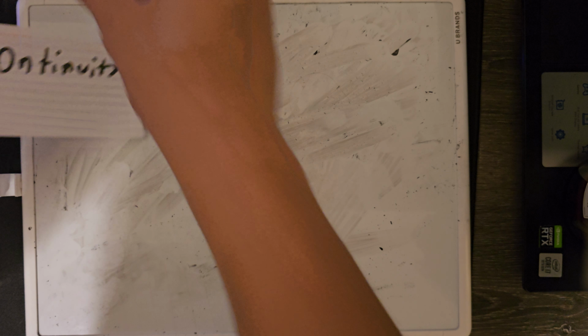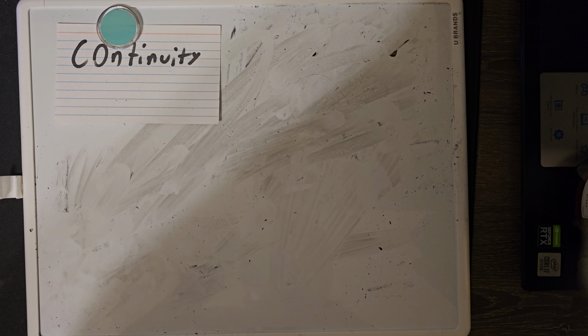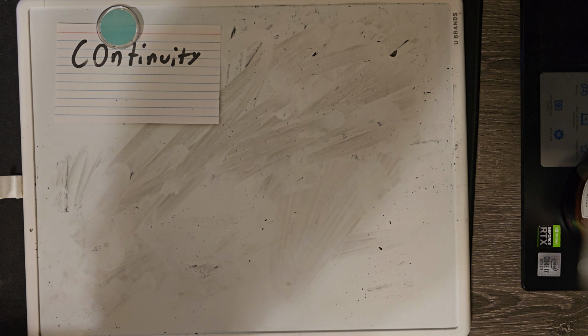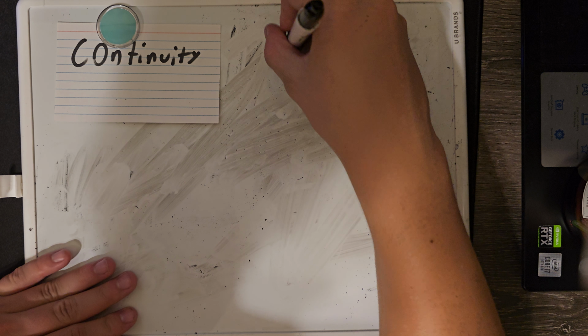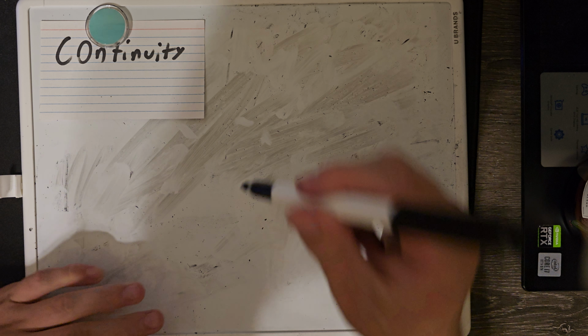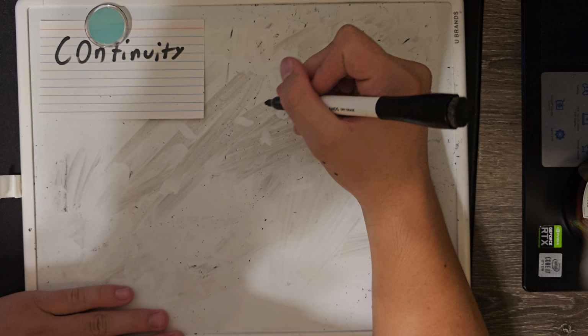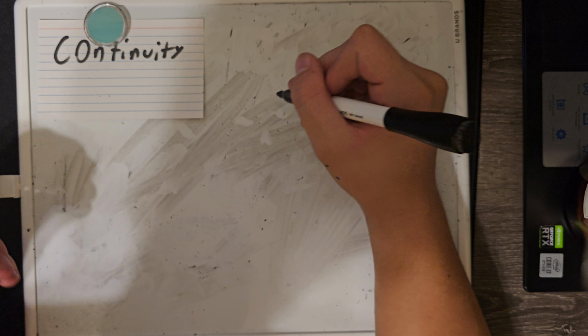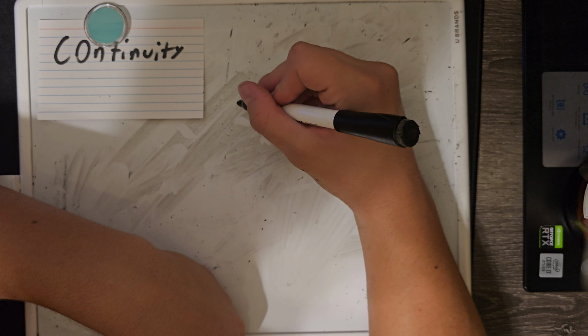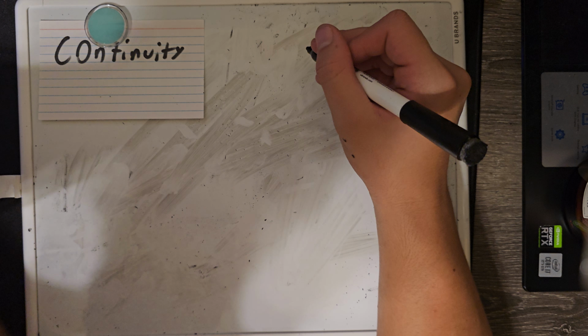So, continuity. With continuity, a function can be continuous, which means on an open interval, the function never stops, never breaks. So there are no asymptotes, holes, jumps, or anything like that. Or at least there are no vertical asymptotes.